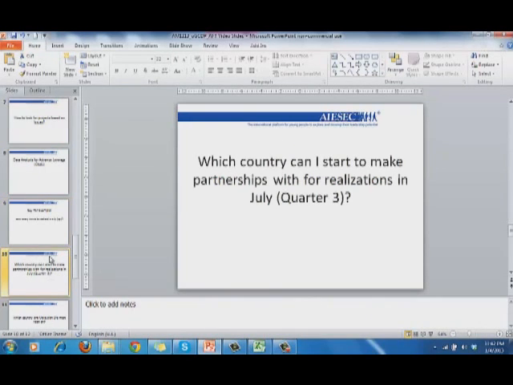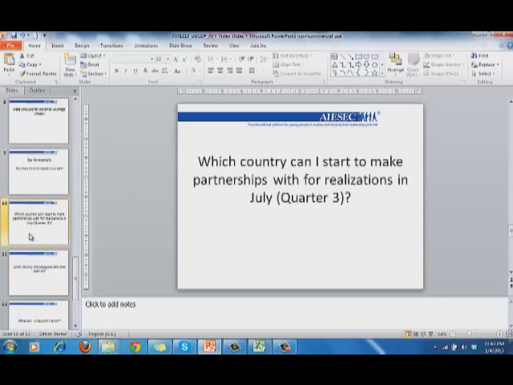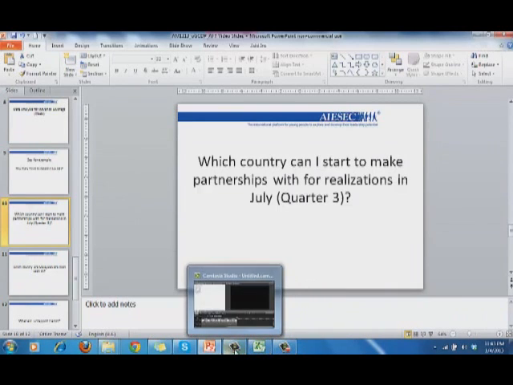Next question: which country can I start to make partnerships with for realizations in July? This question is linked to the next one, which is which country are Malaysian EPs most keen on? I would say when we're doing partnerships, we would like to look into where our EPs would like to go to, and also where the peaks are falling.